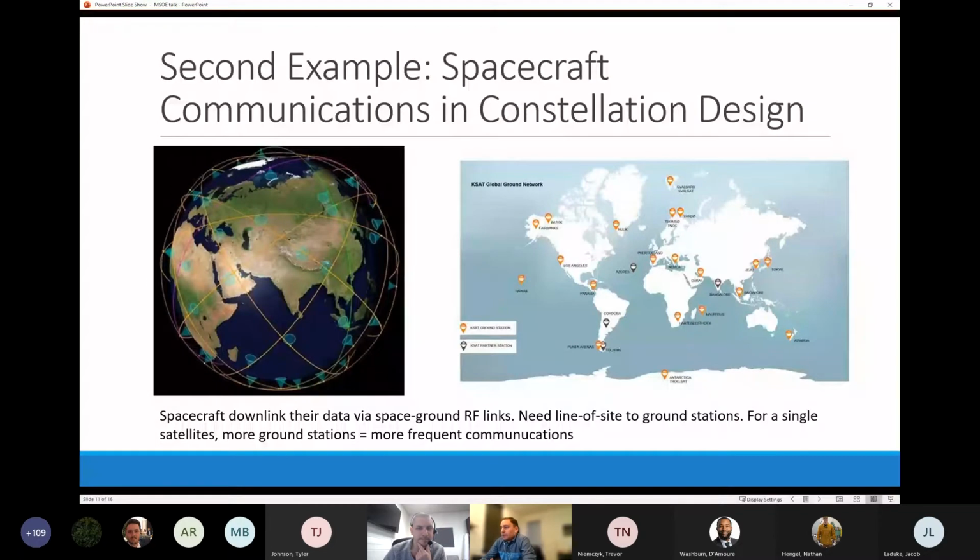Now on the right is a map of ground station locations from an example company called KSAT. So for spacecraft communications, you have to downlink your data. The Black Sky example I showed, it's taking those pictures. The pictures are getting stored on some onboard memory, and then when you have visible line of sight to a receiving station on the ground, you transmit all that data to the ground. And typically with traditional communications links, you can only transmit the data if you have line of sight to the ground station.